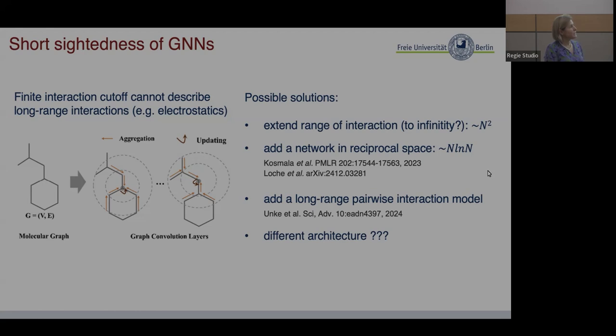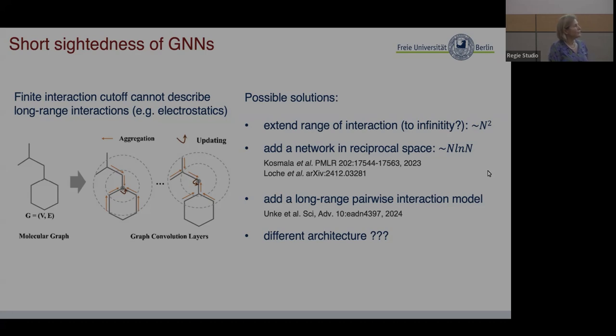Add a network in reciprocal space. That means, beside the local neural network, you can do a Fourier transform of the distances and put a graph neural network in Fourier space and then transform it back. This is a way to go from the other end, to go from the infinite closer. And if you engineer the two things to match in the middle, you can capture it. It scales like n log n, and there is a large prefactor here. So we tried it, kind of what I'll show you later, but it was too slow.